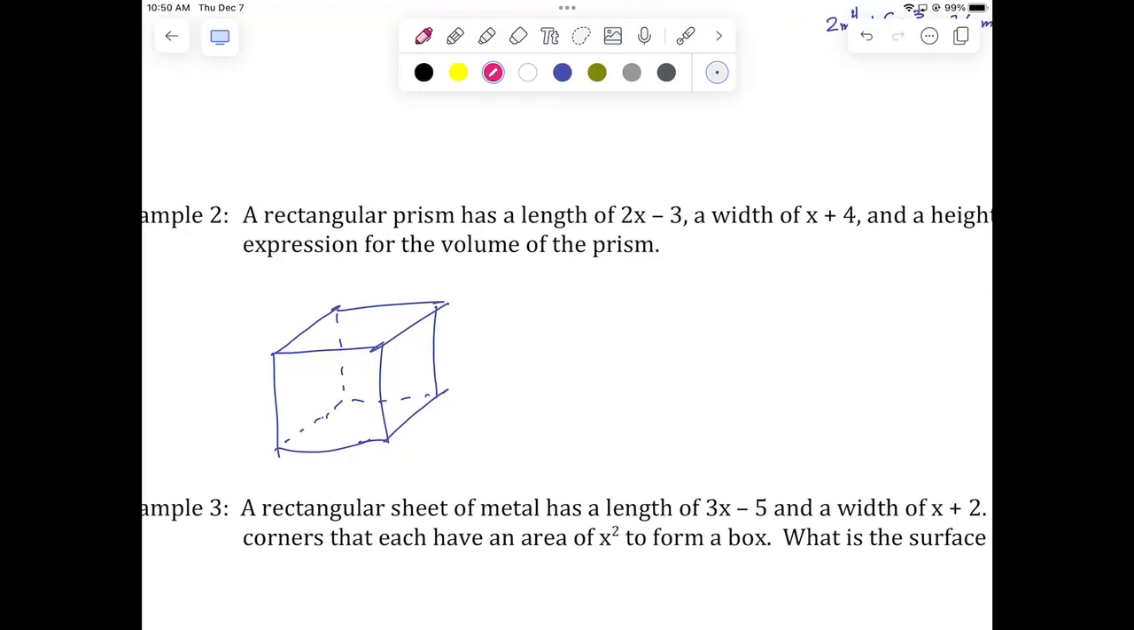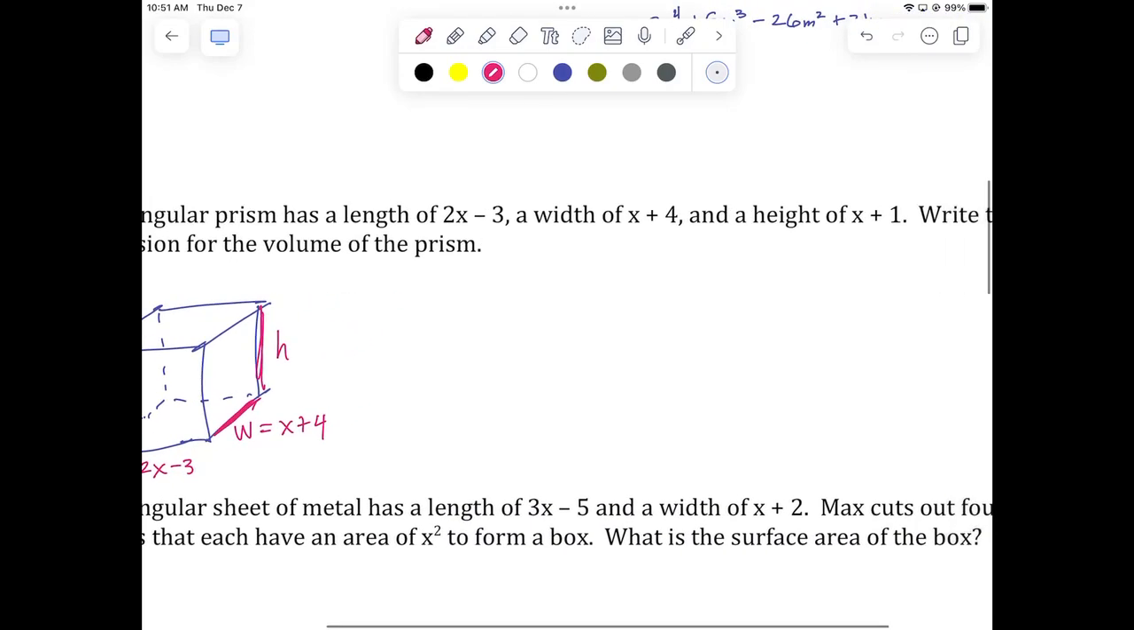Does it matter which one we call length and width and height? Does it matter? It does? Okay, which one's the length? You want to call the bottom one the length? Okay, so we'll call this L equals 2x minus 3. What should we call the width? The long bottom. This one here? Okay, that would be the width. That's x plus 4. And of course, the height would be this one here. And we can call that x plus 1.